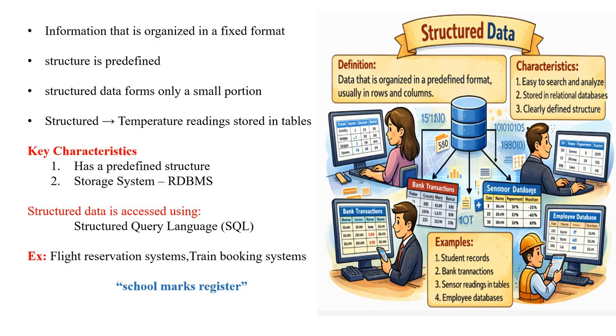Some real life examples are flight reservation systems, train booking systems, banking databases, inventory management systems, and student record systems. These systems need highly organized data for quick and accurate processing. One simple example is a school marks register, where every student has fixed columns like name, roll number, and marks, and it is very easy to search and analyze the data, and it follows the same format. Okay, this was about the structured data.